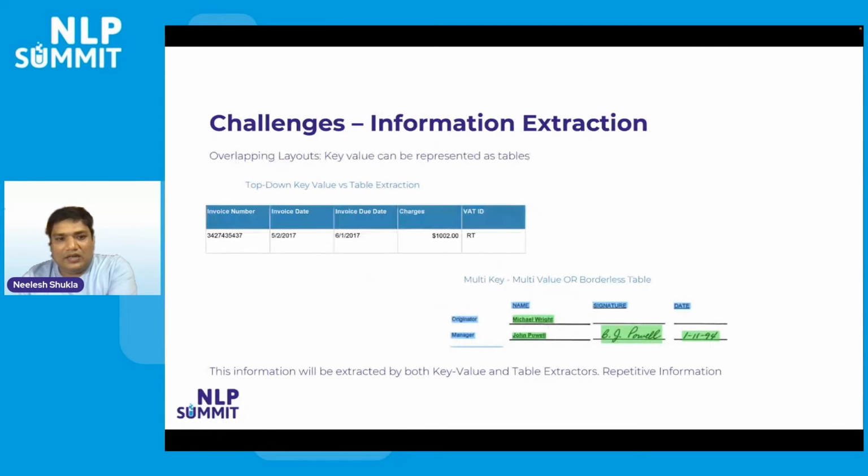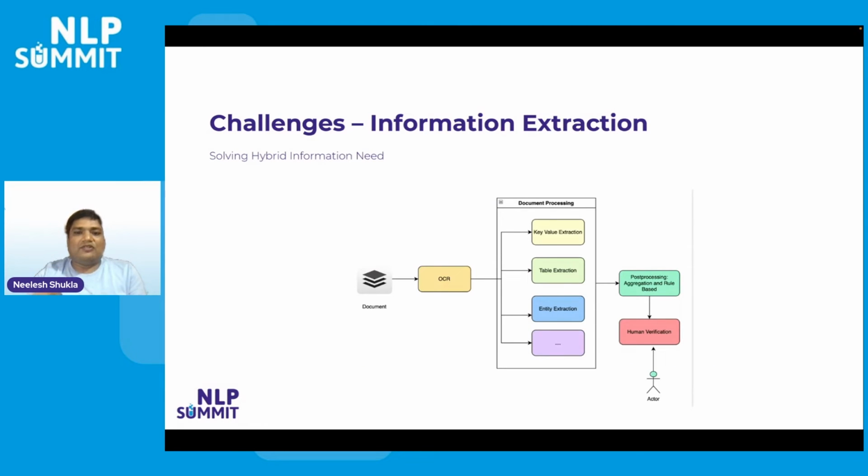There comes the problem like this. If you see the first example, this could be treated as a table and this could be treated as key value. So both pipelines will be outputting this thing, right? Similarly, in the second example, it could be treated as an unbordered table or a key value pair, right? So this way you get a lot of noise, a lot of repetitive information, and then you have to put in post-processing logic which aggregates, rule-based, and then you need to put in human verification. So this creates an additional manual effort, which takes a lot of time to solve this problem.